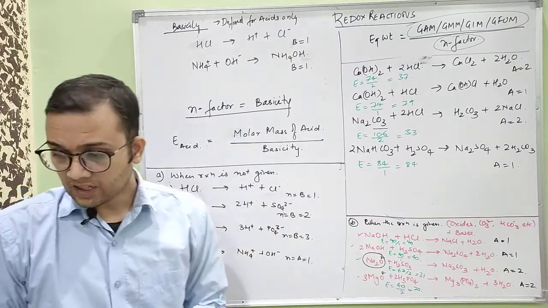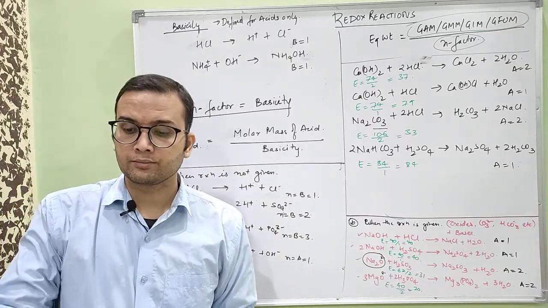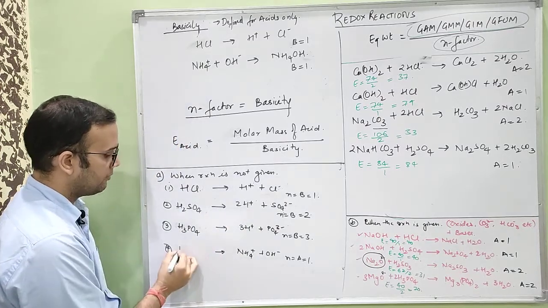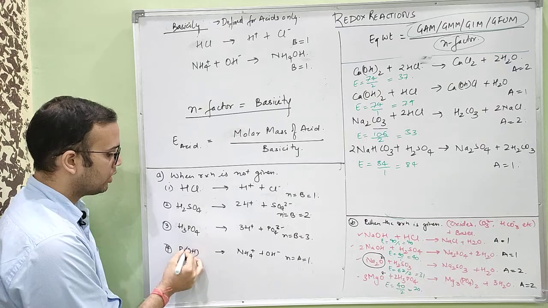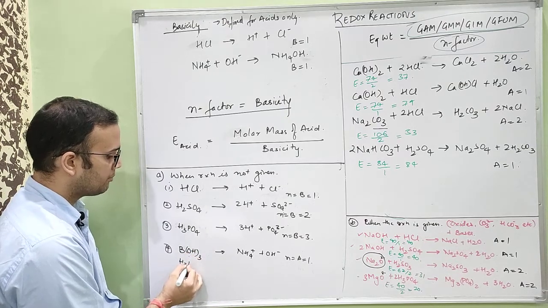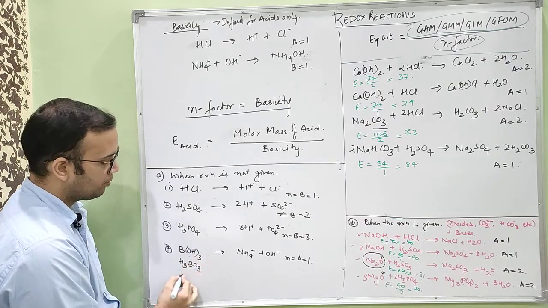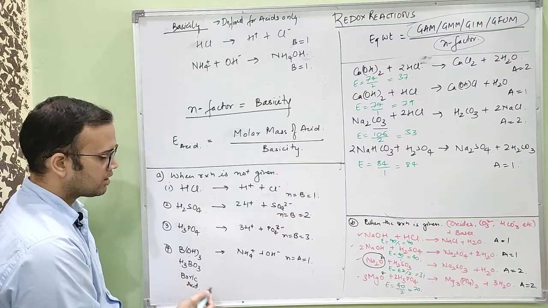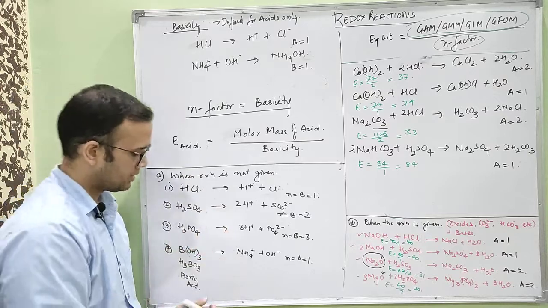Got it? Let's take some more examples. Okay, let's take this example. This is very, very important. B(OH)3 or H3BO3. This is called boric acid. Boric acid. This is used for the treatment of your eye sometimes.